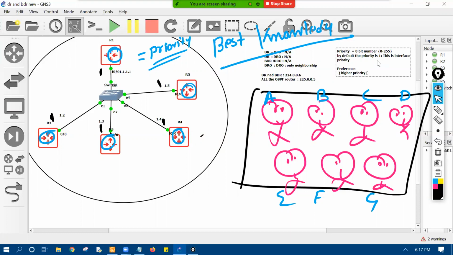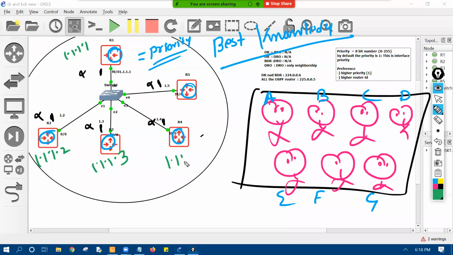By default, the priority is 1, right? If the priority gets tied, then it will go for the higher router ID. So in this case, what happened? The priority got tied. Then it will look up who has a higher router ID. This guy has router ID 101, this guy has 102, this guy has 103, this guy has 104, and this guy has 105. Who will become the DR in this classroom?